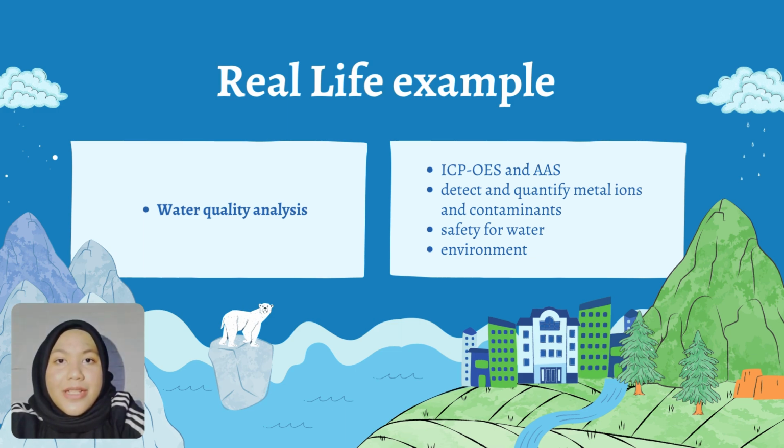A practical application of inorganic analytical chemistry is water quality analysis. Techniques such as ICP, OES, and AAS are used to detect and quantify the metal ions and contaminants in water samples. Plus, it is also to ensure the safety of drinking water and for environmental protection.